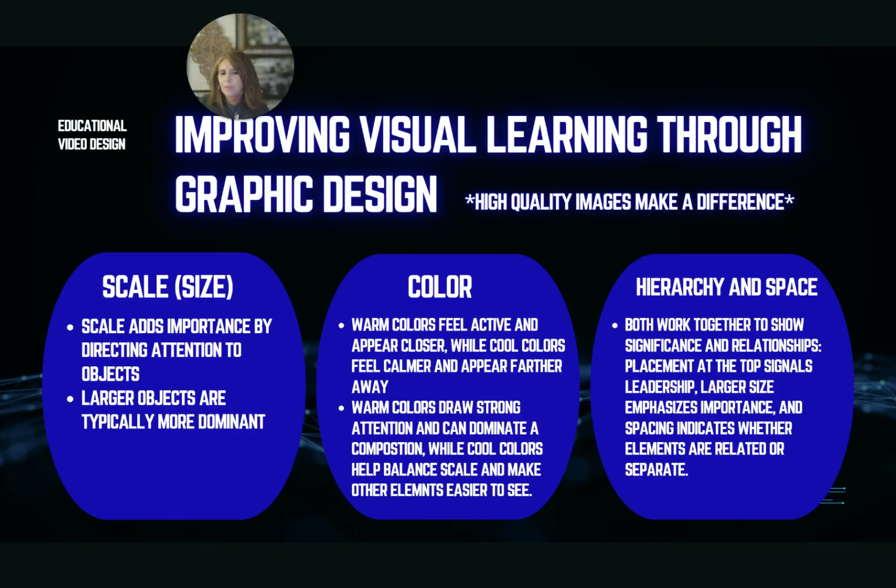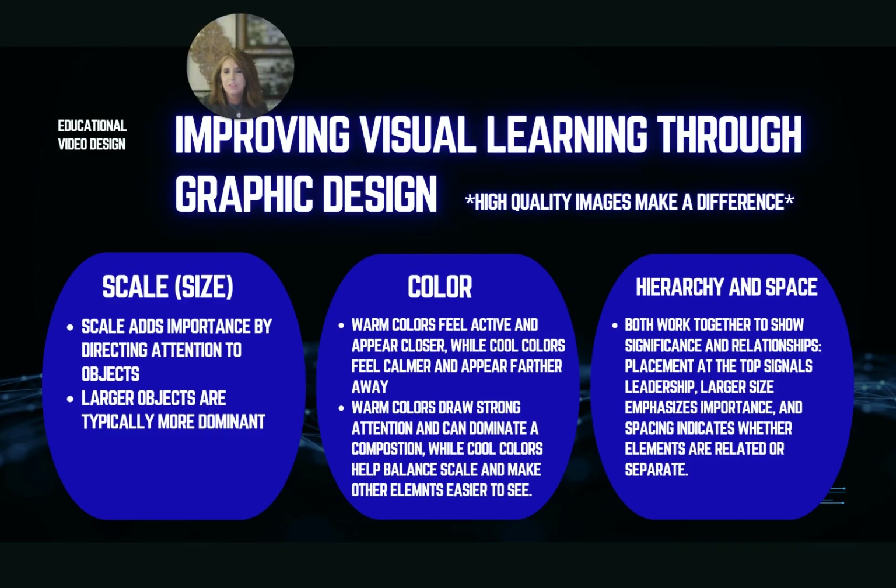Color. Warm colors feel active and appear closer, while cool colors feel calmer and they appear further away. Warm colors draw strong attention and can dominate a composition, while cool colors help balance scale and they make other elements easier to see. Hierarchy and space.